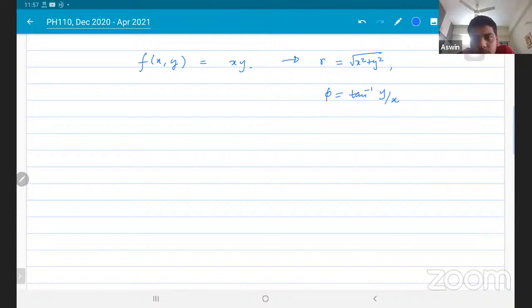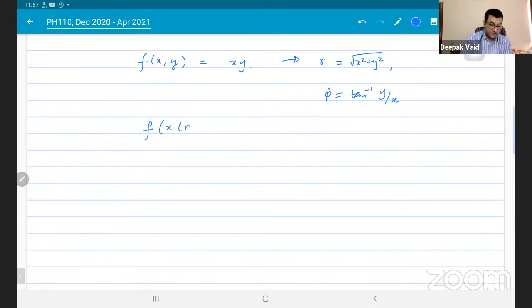So f is a function of x and y, but x is a function of r and phi, and y is a function of r and phi. And what is it? x is equal to r cosine phi, and y is equal to r sine phi.